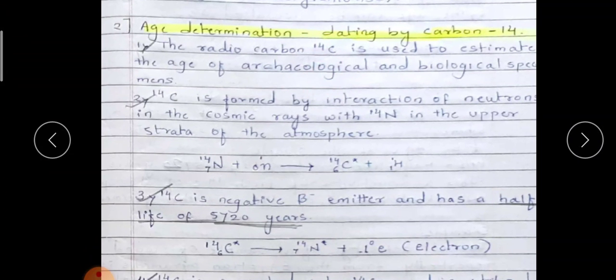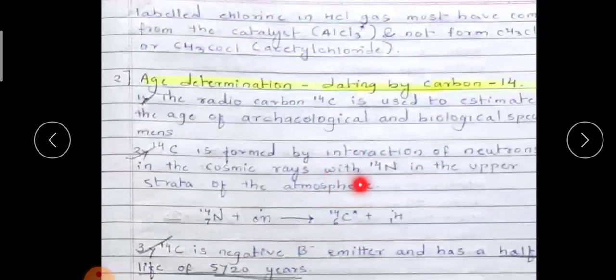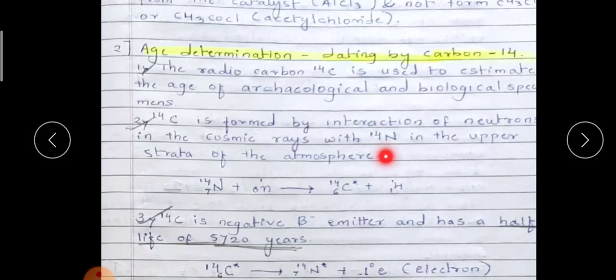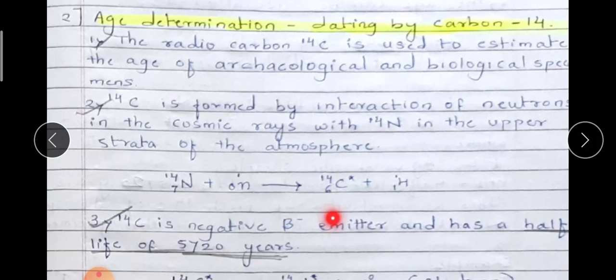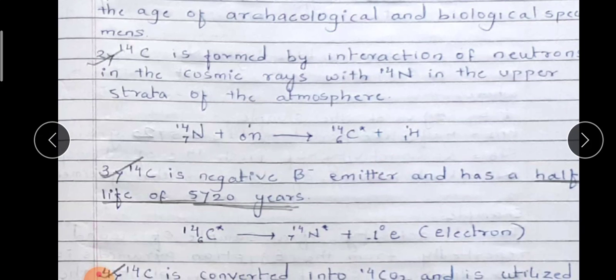7N14 plus 0n1, that is, a neutron bombarded on this particular nitrogen, will produce 6C14, that is, carbon 14. That isotope is very much radioactive, along with the liberation of the proton.